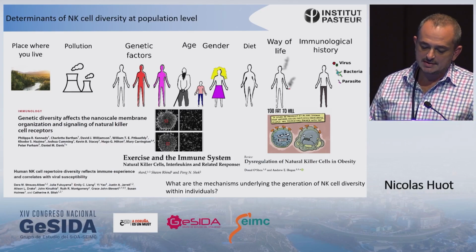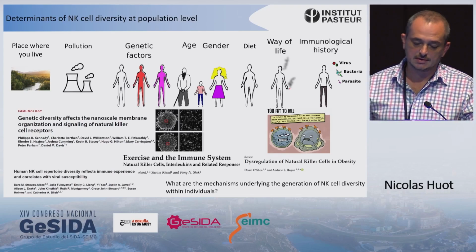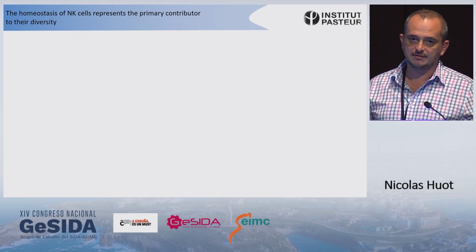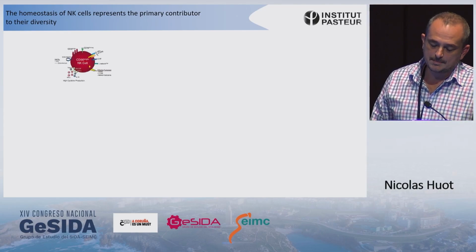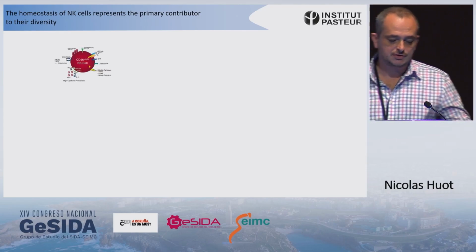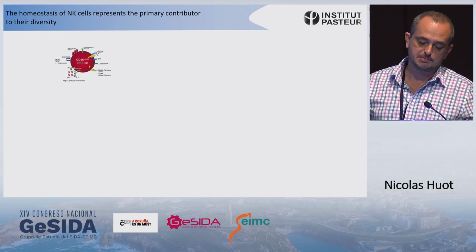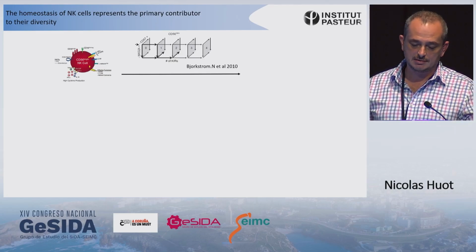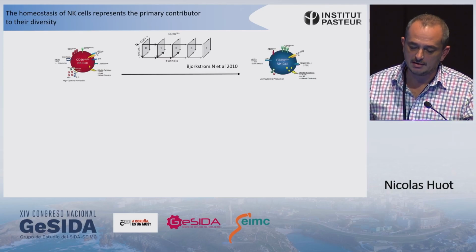So what are the mechanisms underlying the generation of NK cell diversity within individuals? We could not speak about NK cell diversity without speaking about NK cell homeostasis. The model for NK cell differentiation is summarized on this slide. It was suspected that the CD56 bright NK cell, which corresponds to the immature NK cell, could differentiate by acquiring or losing some receptors to become a fully mature NK cell.